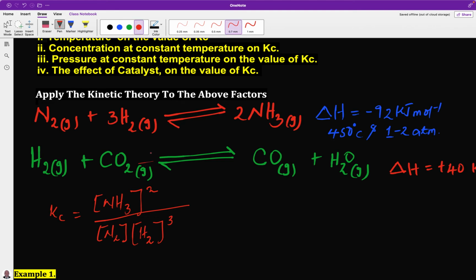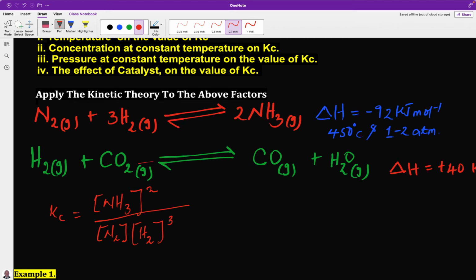Once more, decreasing the pressure, the equilibrium shifts to the area of more gaseous molecules, which is from right to left. More of the reactant than the product. And when there's more of the reactant than the product, the Kc will drop, because Kc is equal to the concentration of the products raised to the power of their coefficients divided by the product of the concentrations of the reactants also raised to the power of their coefficients.